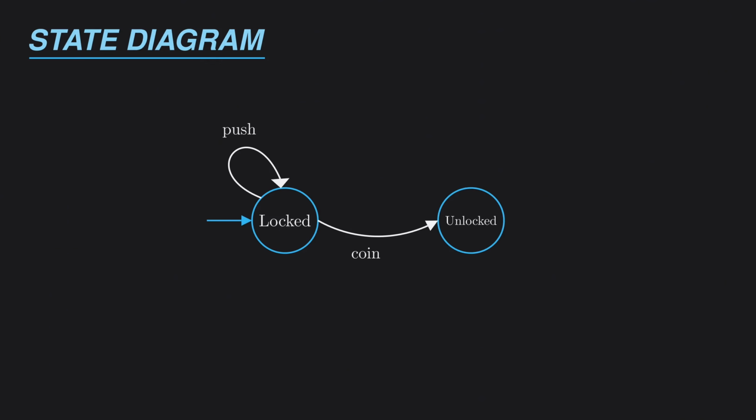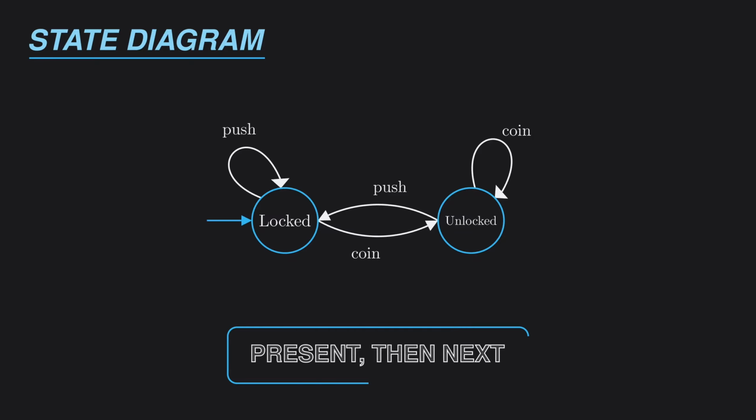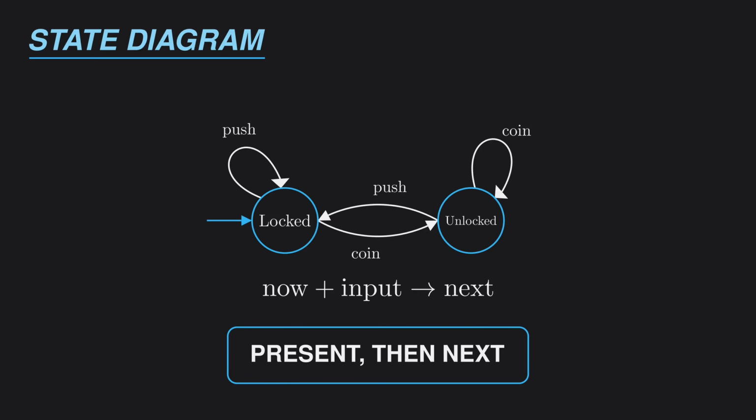Let us make it concrete with a turnstile. It has two states, locked and unlocked. From locked, a coin moves you to unlocked, while a push does nothing. From unlocked, a push sends you back to locked, while a coin does nothing. We mark locked as the starting state, the state the machine powers up in. To run the machine in your head, begin at the start state and follow the arrow that matches each input, one symbol at a time. Here's a phrase to lock in how every rule reads. Present, then next. Where am I now plus an input gives me where I go next.